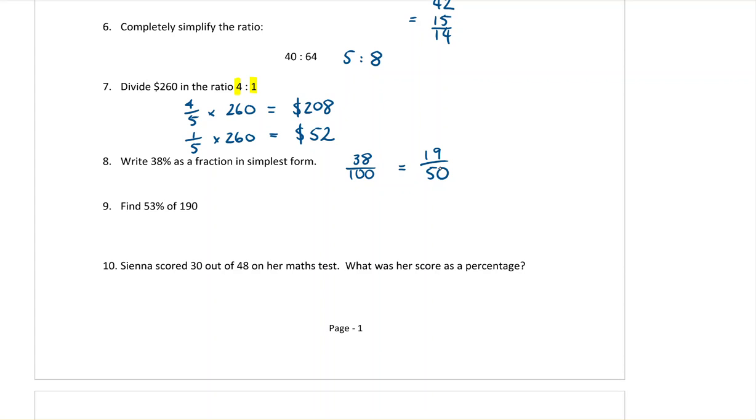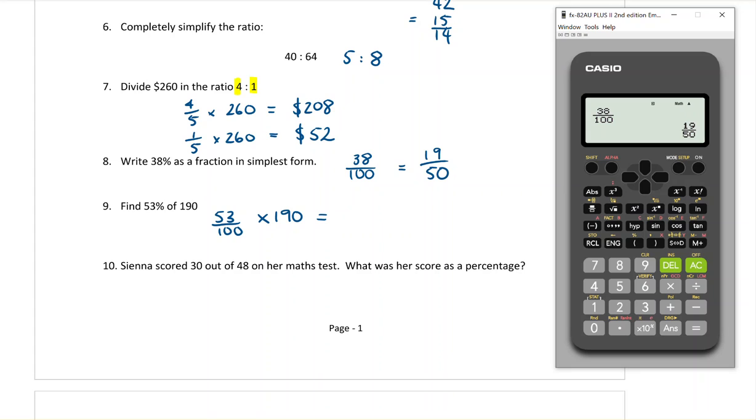Question 9, find 53% of 190. So 53 is a percentage again, so percentages are always over 100. The word of means times by the 190. Okay, so for all those kind of questions, it's the percentage over 100 times by the amount. And you type it in, 53 over 100 times by 190.